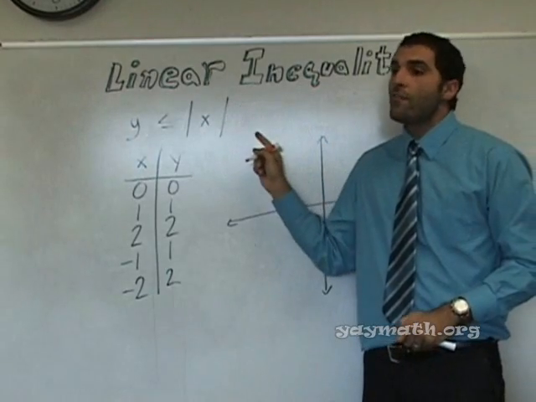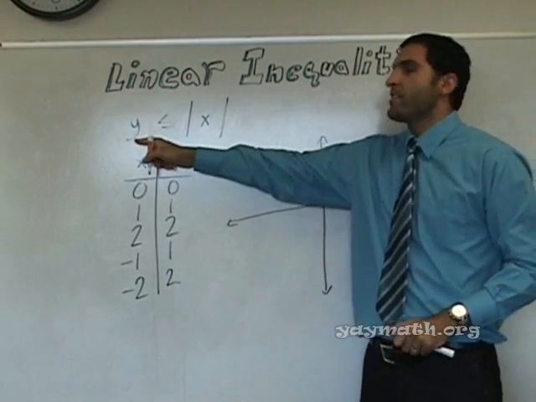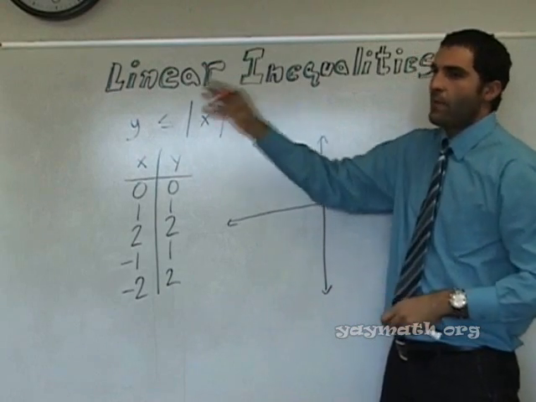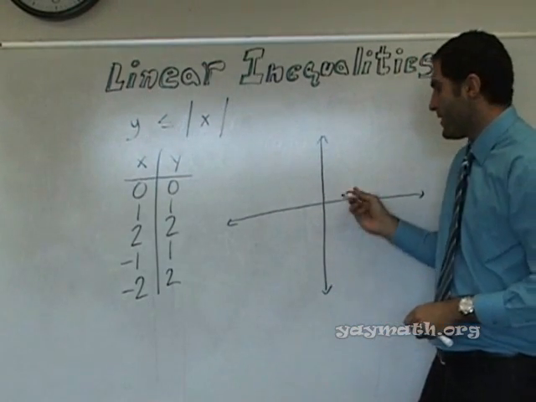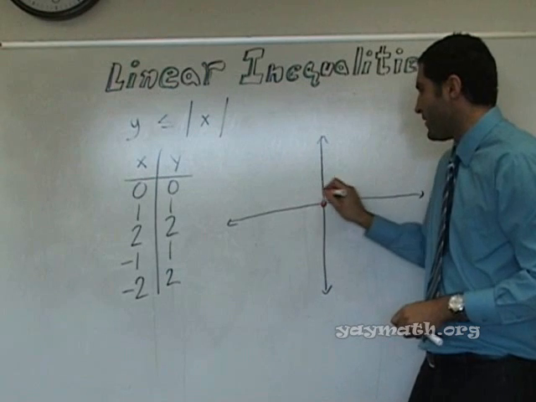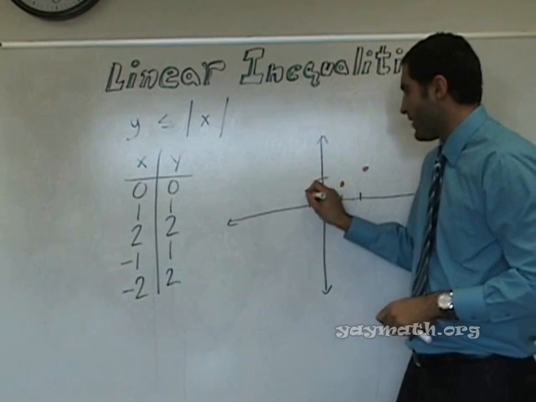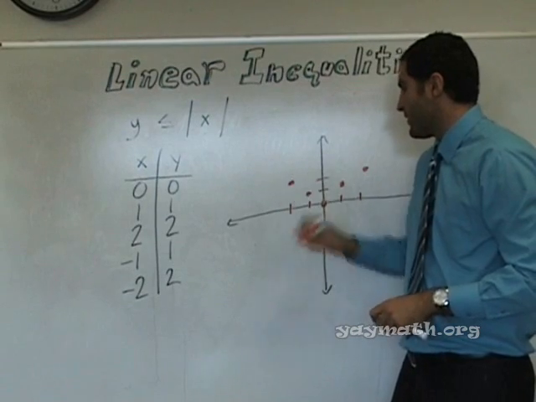Okay, if we're solving, that would be 0 or something. But right now it's X and Y, so that means graph. X and Y together means graph. 0, 0, got it. 1, 1, got it. 2, 2, got it.